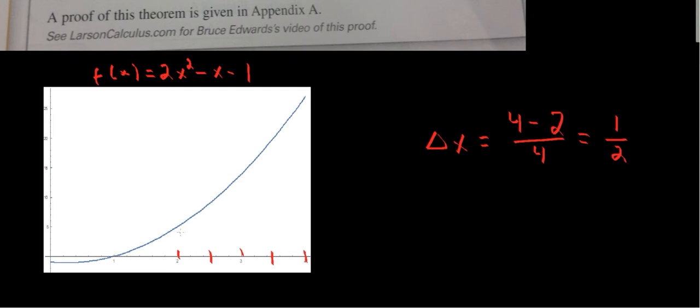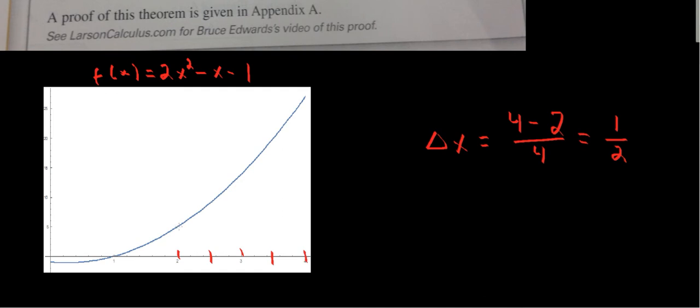Now it's a left endpoint approximation. The first one I'm going to do is a left endpoint approximation. So all of our rectangles will be under the curve, and our total approximation of the area under the curve is going to be less than the actual area.